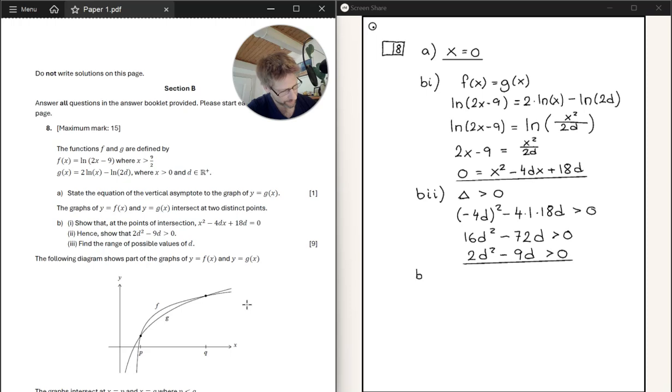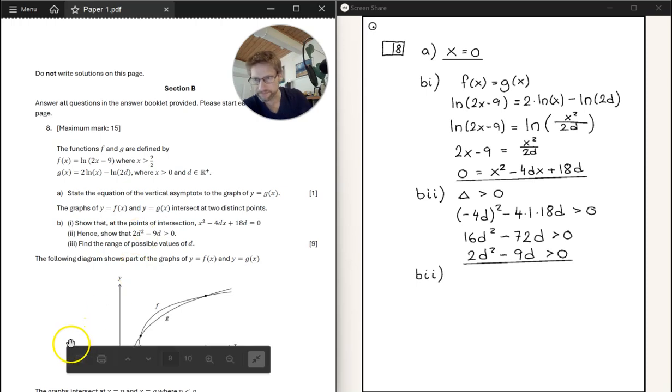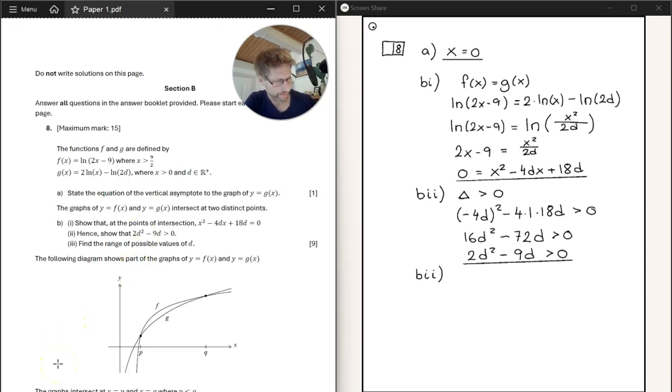So for B3, we have to find the range of positive values of d. And that is really just saying we have to find the values of d where this is fulfilled. That means we have to solve an inequality where the left-hand side is actually another quadratic expression. In this case, we could think that d is the variable here. We could imagine that it's an x, and it says 2x squared minus 9x has to be positive.